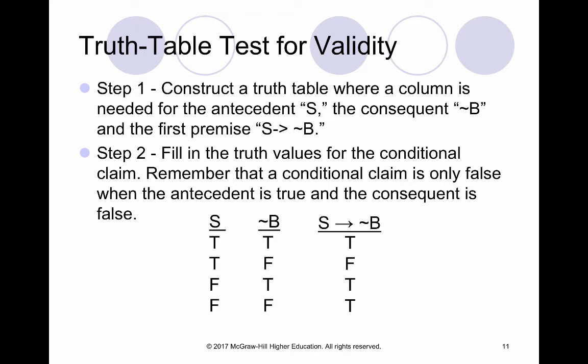So if S and not B are both true, then the premise is true. If S is true and not B is false, the premise is false. If S is false and not B is true, the premise is still true, and if both S and not B are false, it's still true.